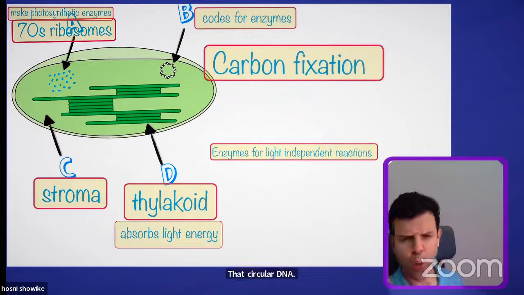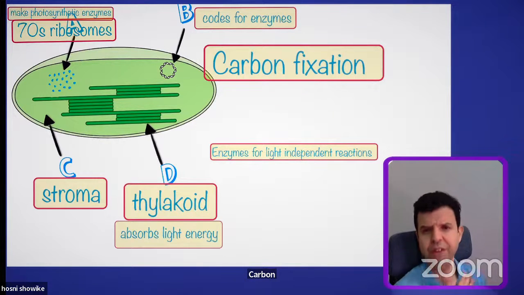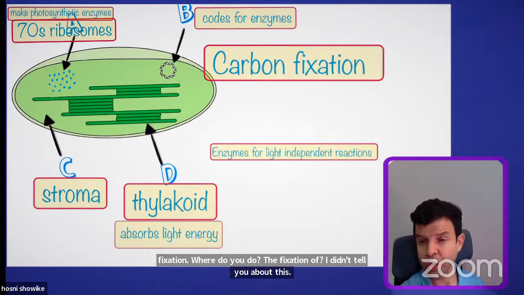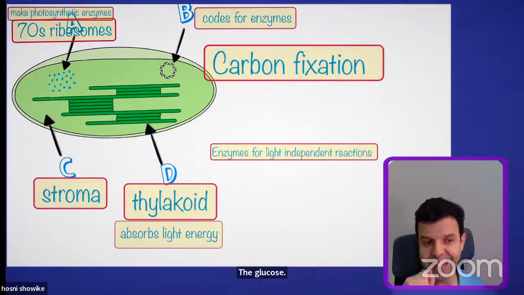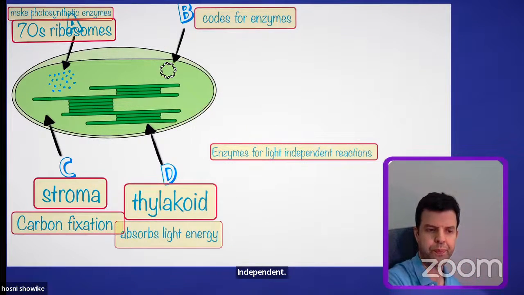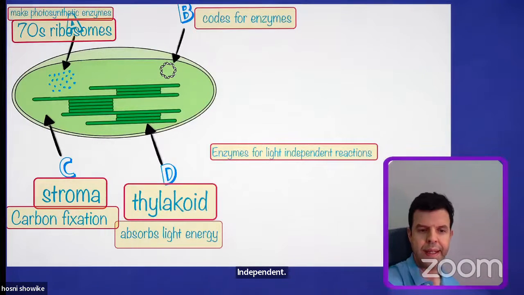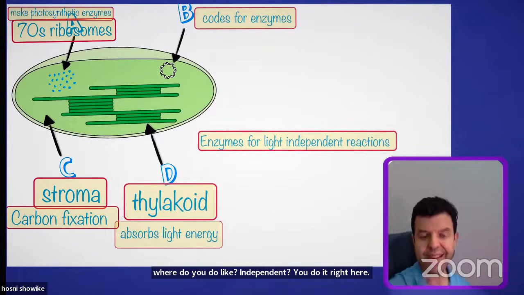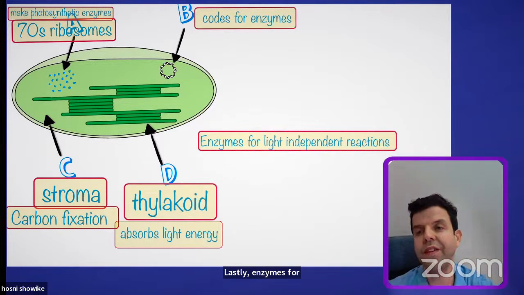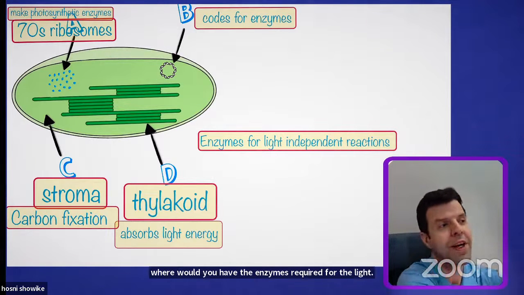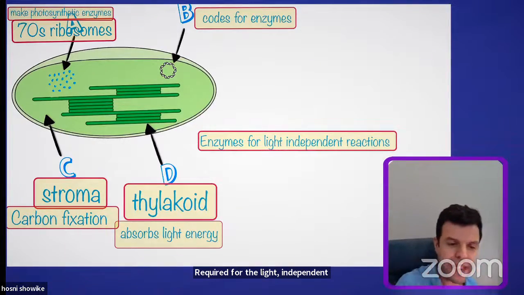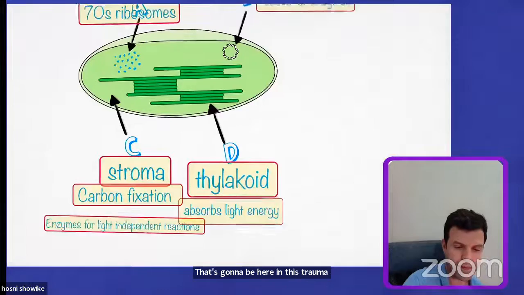Carbon fixation. Where do you do the fixation of carbon? I didn't tell you about this, but that is when we make the glucose. That's the light independent reaction. Where do you do the light independent reaction? You do it right here. Lastly, enzymes for light independent reactions. So where would you have the enzymes required for the light independent reaction? That's going to be here in the stroma. Okay?